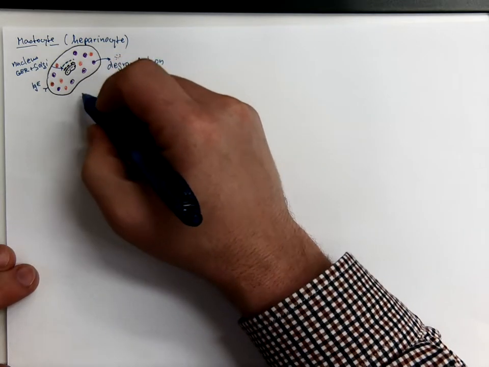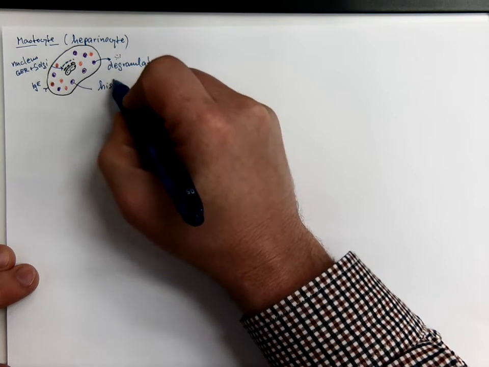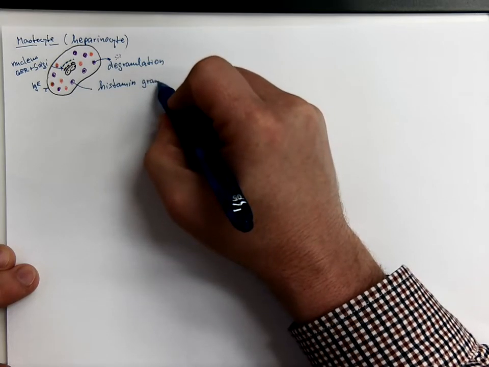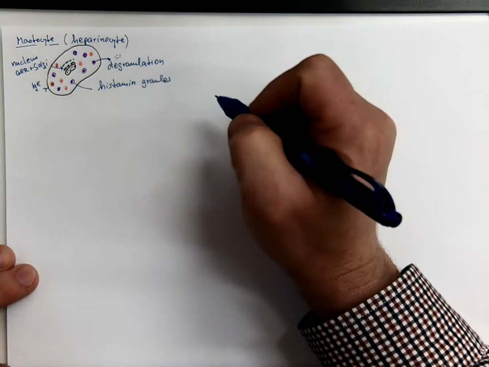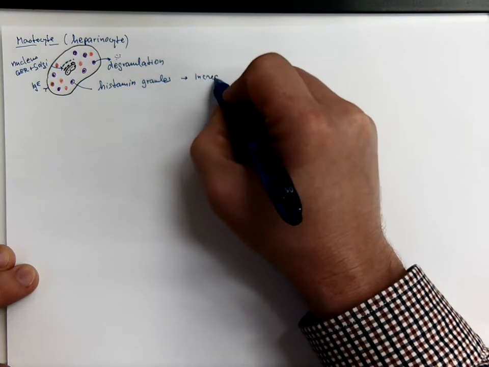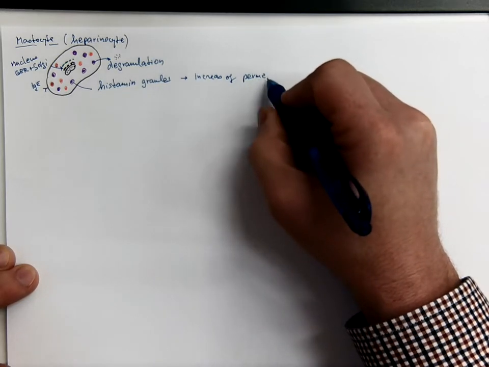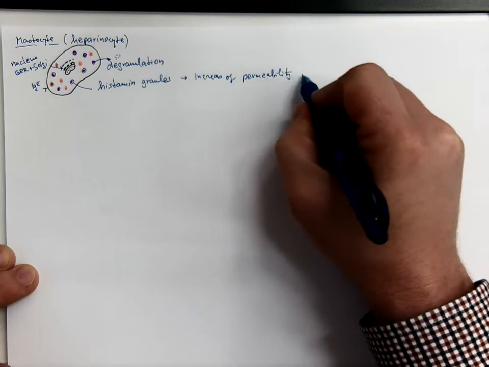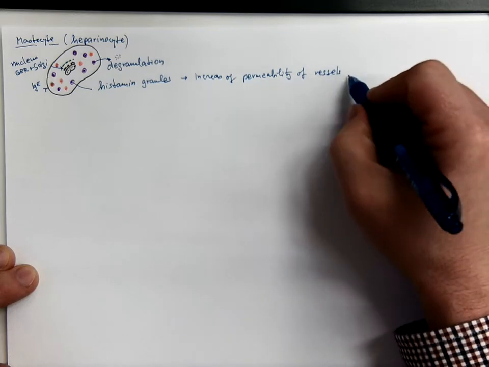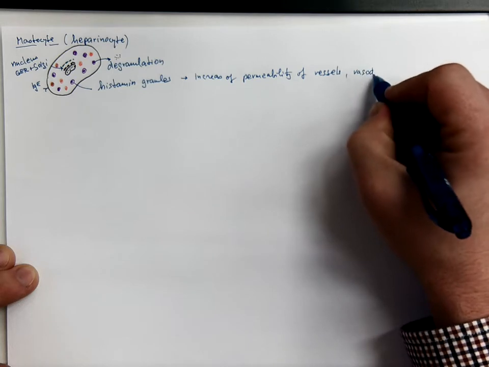The granules contain substances such as histamine, and histamine granules cause the increase of permeability of blood vessels, together with the increasing of the diameter, which is called vasodilation.